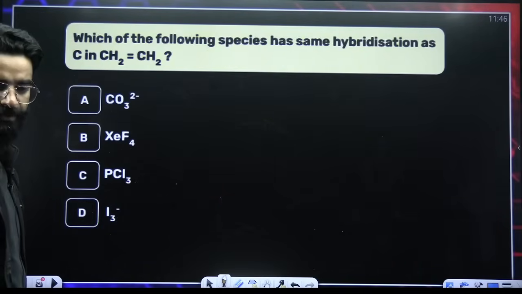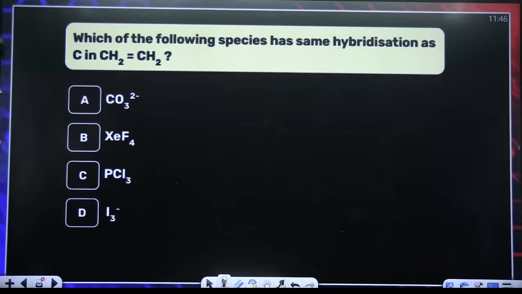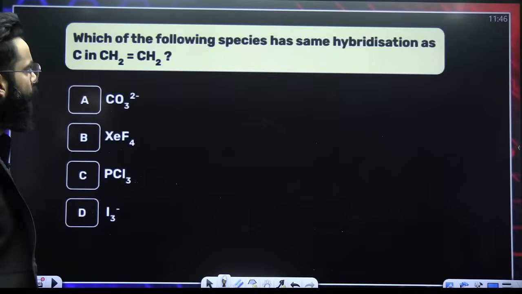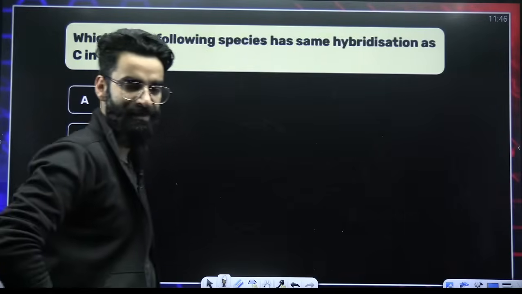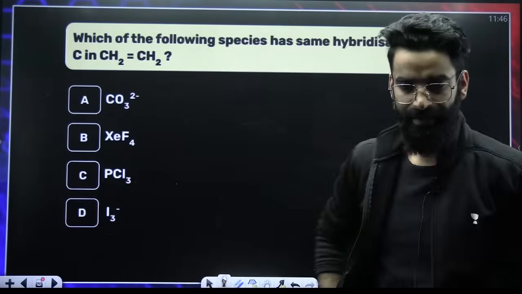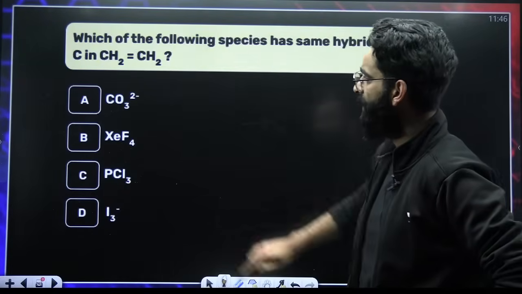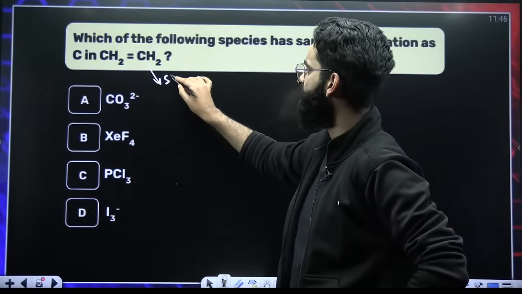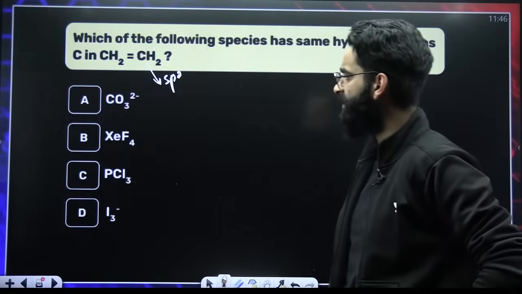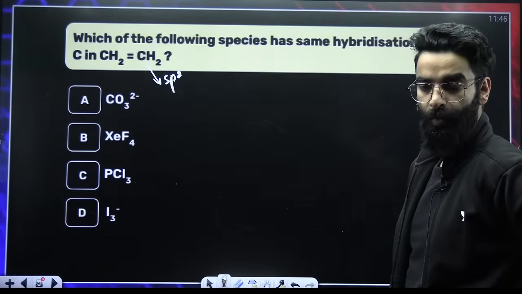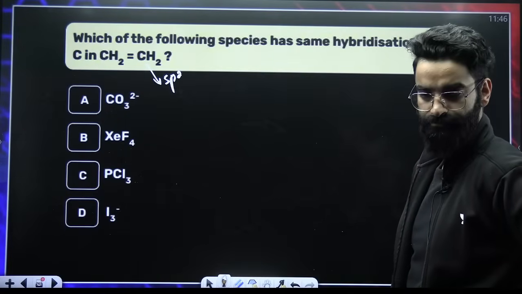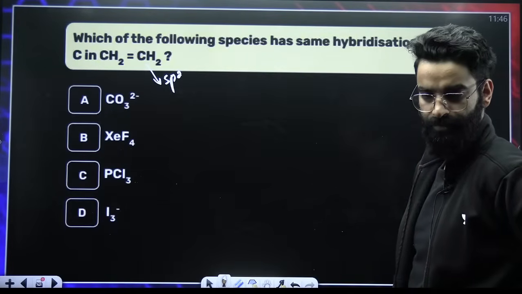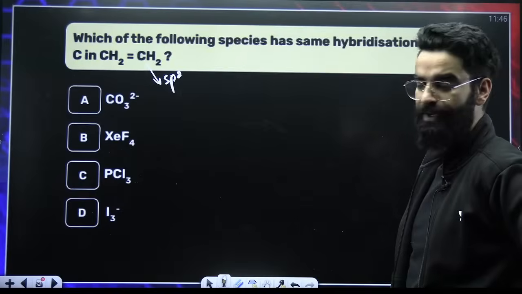Quick. What do you think about this one? Which of the following species have the same hybridization as that of carbon in CH2CH2? In CH2CH2, carbon has sp2 hybridization. Now, where do you see sp2 hybridization? Quickly.